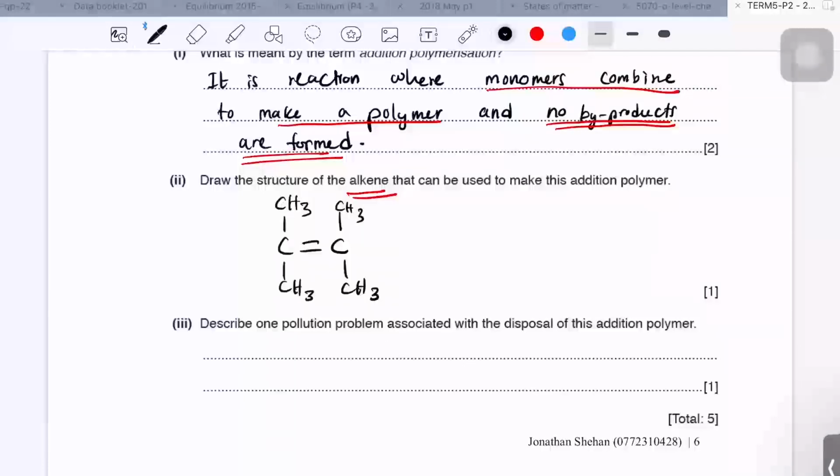Describe one pollution problem associated with disposal of addition polymers. Now, addition polymers are non-biodegradable. You can write that. That's one problem. Or we can say they cause litter.